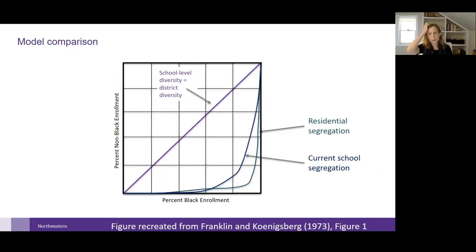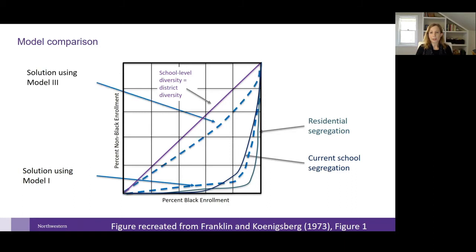So I want to talk you through some of the results of these models. Again, with this purple line, the x-axis is the enrollment of Black students and the y-axis is non-Black students, and you want to get close to this purple line where the school level diversity is equal to the district level diversity. You can see where the racial segregation was in Richmond, California at the time and the current school segregation. So not surprisingly, model 1, which had no racial balance constraints, is pretty close to the residential and current school segregation. Model 3 shows that still, while minimizing distance and putting limits on how far students travel, you get pretty close to the purple line.